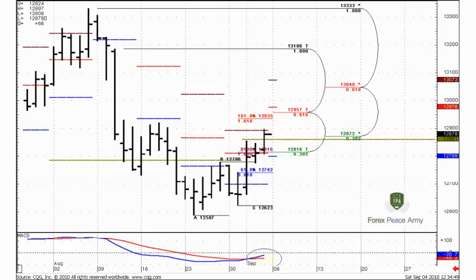Good morning, welcome to the EURUSD daily update. Today is the 6th of September and we will start from the daily chart of EURUSD. Those of you who read my weekly analysis on ForexPeaceArmy.com know that our next target, based on the weekly context of the trade, is 130.48, this area of resistance, and I think the market should reach it in the nearest time.